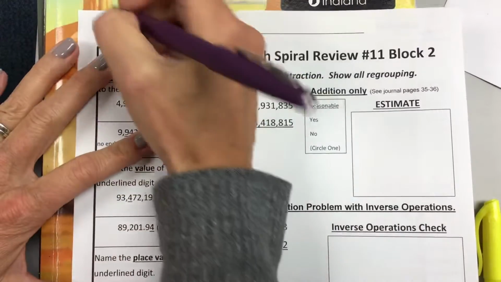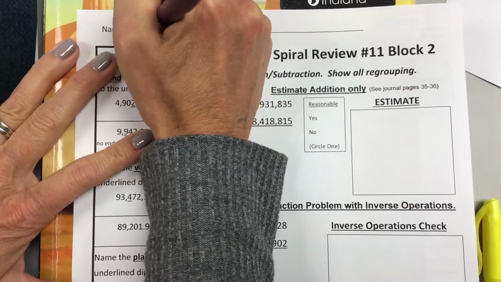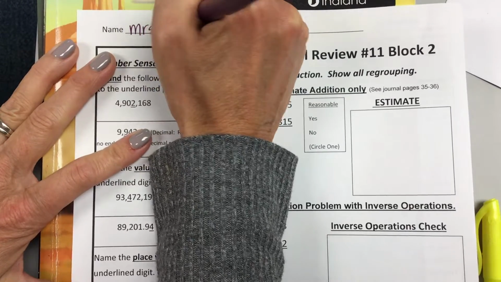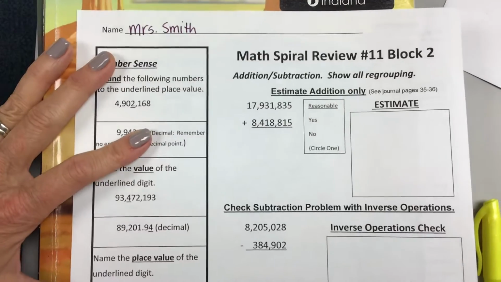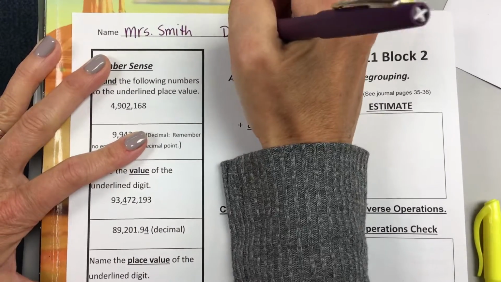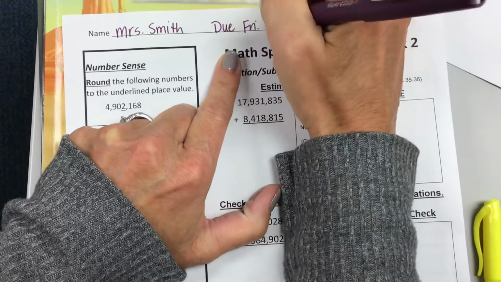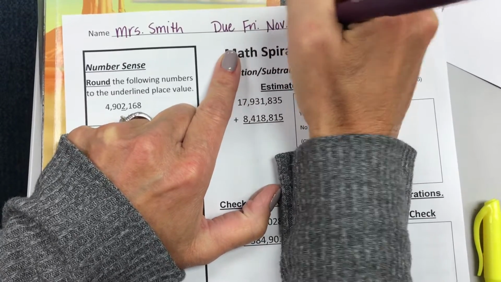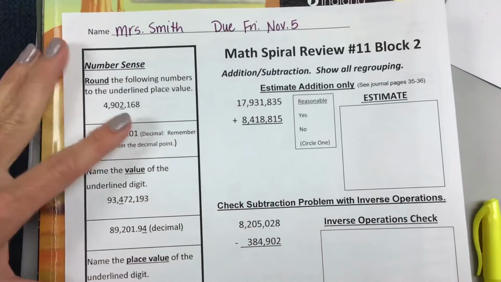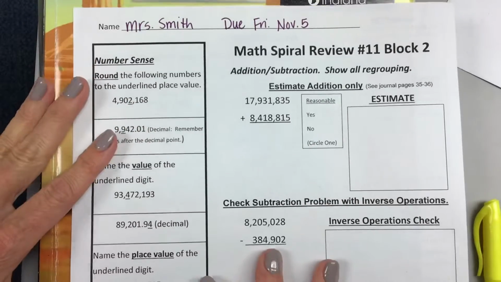The first thing I'm going to do is put my name on my paper. I'm also going to put the due date. This spiral review is due Friday, November 5th. You can turn it in anytime before Friday to get pre-checked.